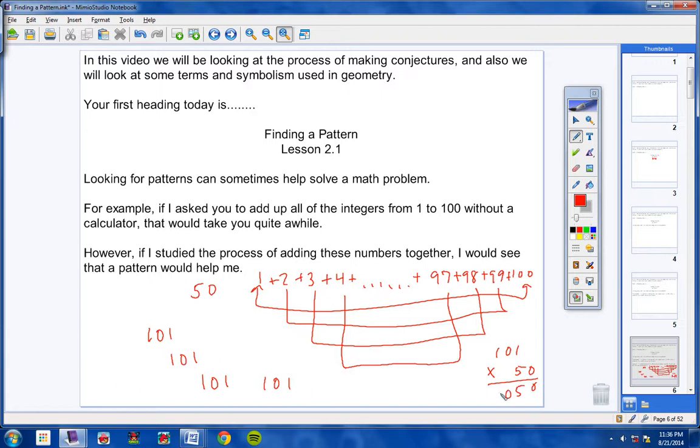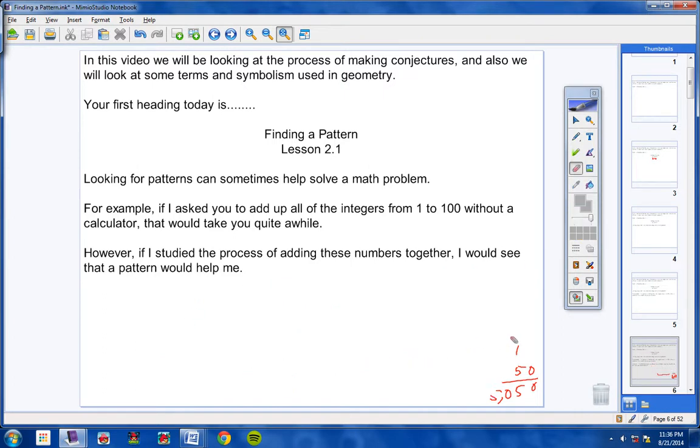So there we go. I just added up all of the integers from 1 to 100 without using a calculator, and the answer is 5050 just by looking for a pattern. Now, I went pretty fast through this, and I can definitely explain this better, but I really don't want to, because I'm not trying to teach you right now anything about mathematical sequences or series. I just wanted you to realize that it's really important to look for a pattern. They can really help you with math problems, okay?